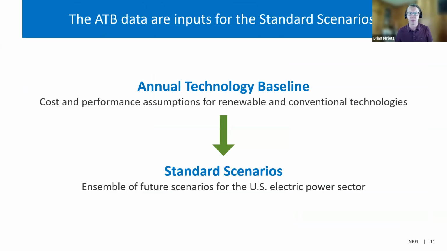The ATB data also provide inputs for the Standard Scenarios. So the ATB presents cost and performance assumptions for renewable and conventional technologies. And the Standard Scenarios run an ensemble of future scenarios for the US electric power sector, which is presented as its own analysis and report, and also feeds into other NREL tools and analyses, such as the ReEDS model for state and local energy planning and the Cambium model, which is a much more detailed hourly analysis of key scenarios.